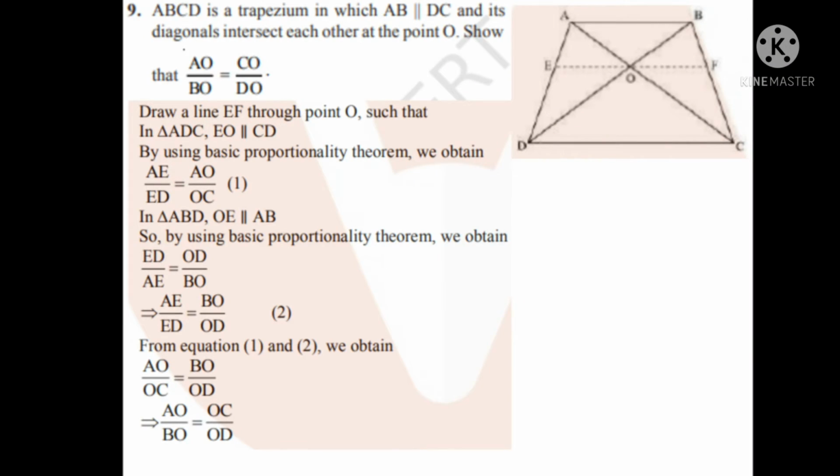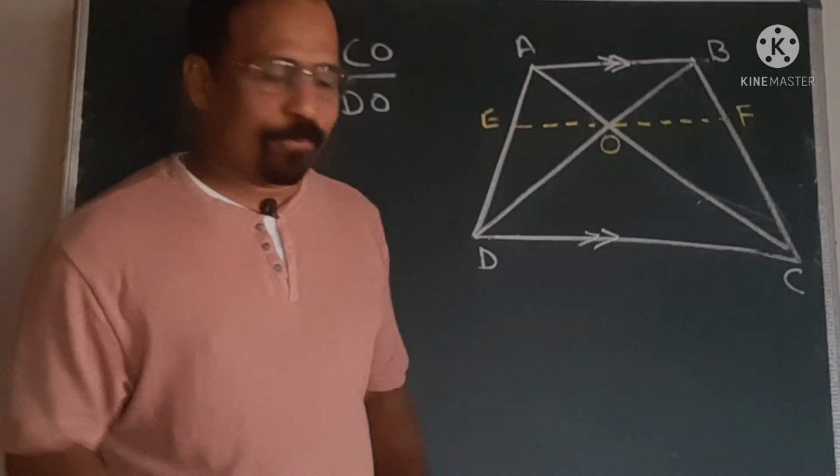Now let us do question number 9. ABCD is a trapezium in which AB is parallel to DC and its diagonals intersect each other at the point O. Show that AO by BO is equal to CO by DO. This question is very important as far as your exam is concerned. Now let us understand the meaning of this question.